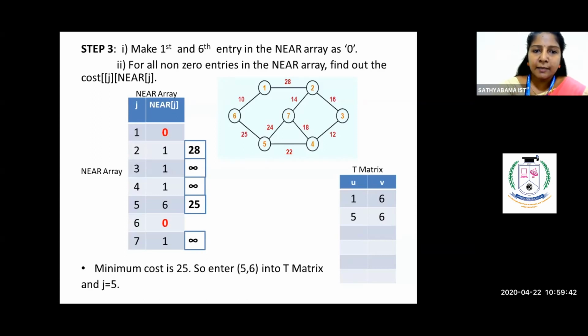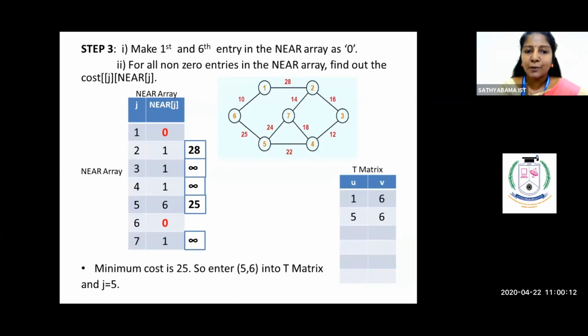So, in this step, first we are making the first and the 6th entry as 0 and then find the cost of all the non-zero entries. Now we found it. The second entry is 28, the third entry is infinity, fourth entry is infinity, fifth entry is 25 and the 7th entry is infinity. Okay, once it is done, find the minimum cost. Among this, which is the minimum cost? 25 is the minimum cost.